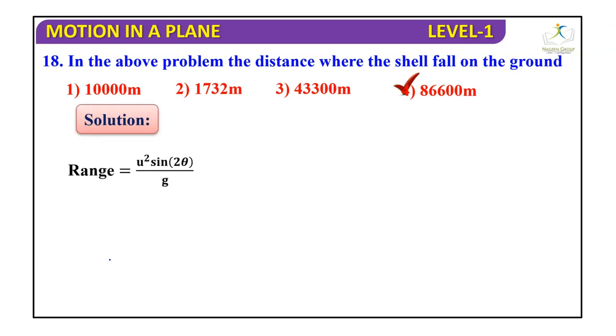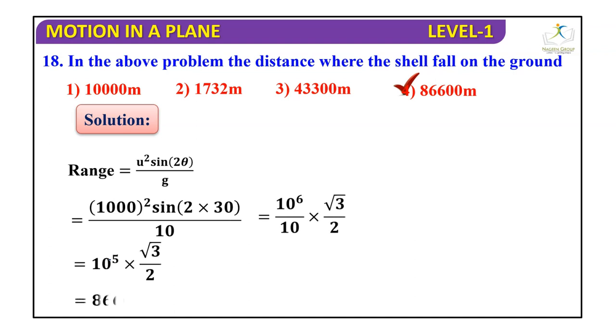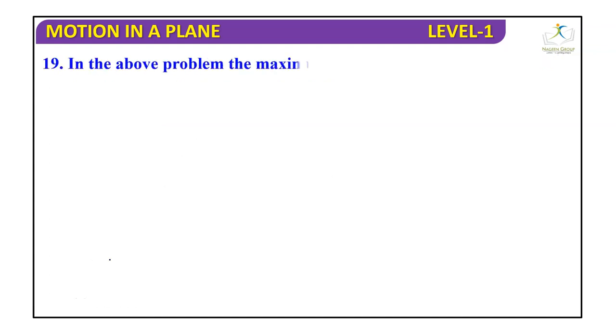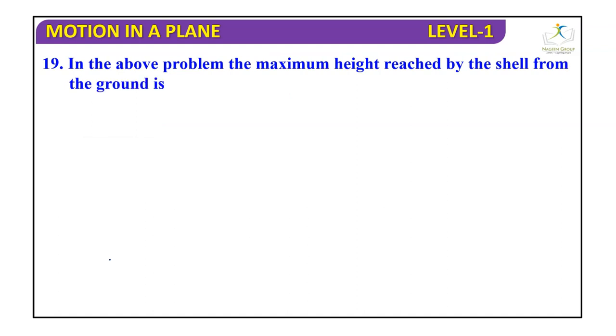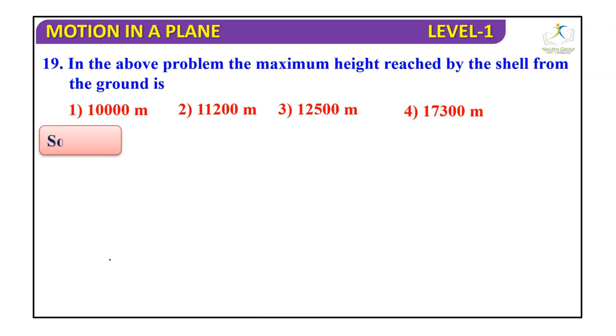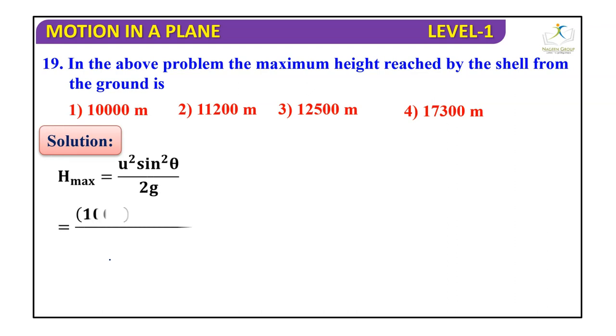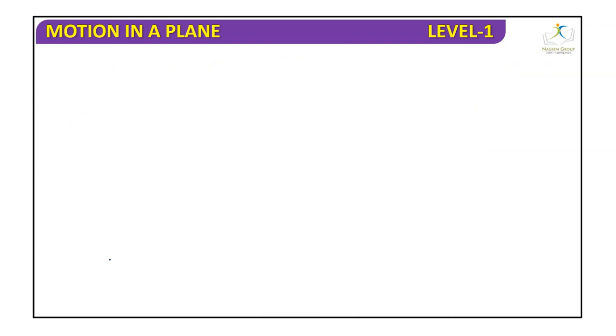We know the value of range. So range is equal to u square sin 2 theta by g. After putting all these values, we get the relation, and after solving we get this value. Moving ahead with the next question. In the above problem, the maximum height reached by the shell. Options: 10,000, 11,200, 12,500, 17,300. Now the solution part: h maximum we know is u square sin square theta by 2g. After putting all these values we get a simple 12,500 meter result.